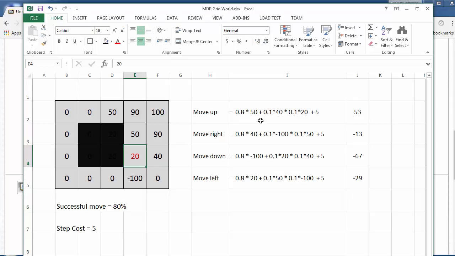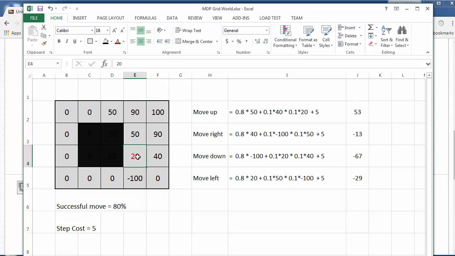So 10% times 40. And 10% will accidentally go this way, we'll bump into this wall and end up back here. So 10% of the time we'll end up at a 20. Now, no matter which way we go, we have to pay the cost, the fuel cost, the step cost, and in this case, the step cost is 5. So we calculate this out and we end up with 53. So this is a new value if we try to go up.